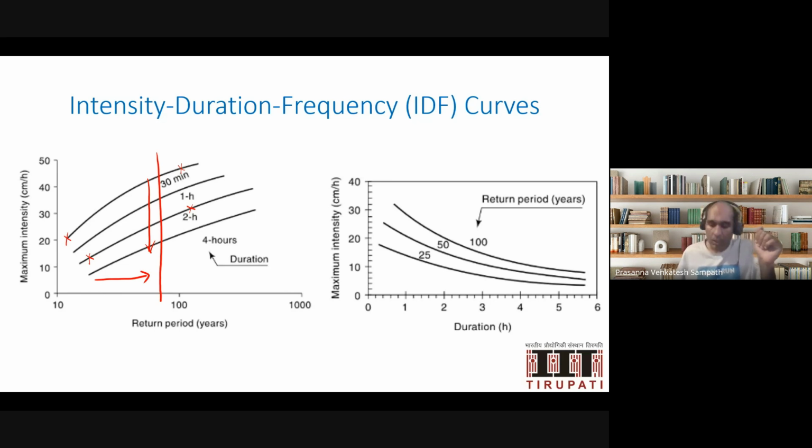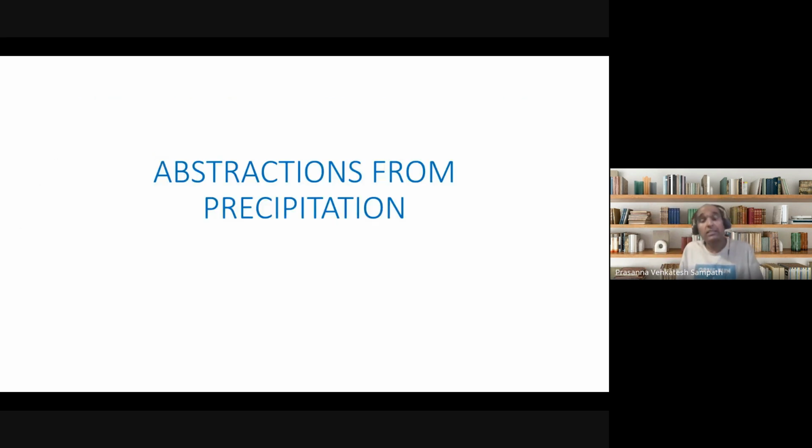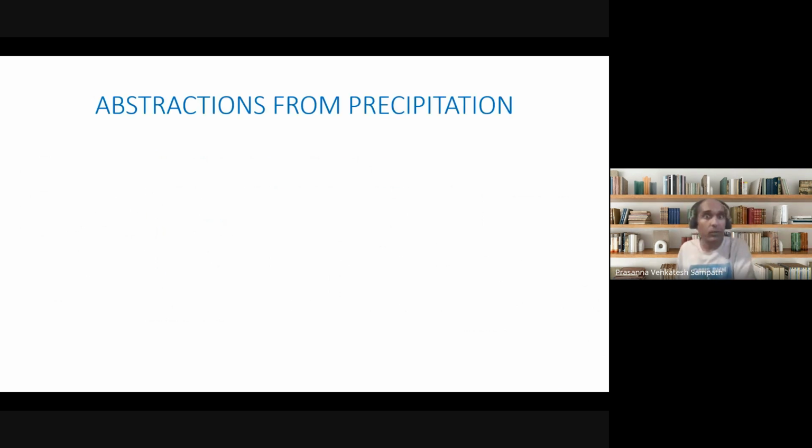Okay. All right. So we're done with precipitation. We are now going to move on to the next module, next chapter. Now that's called abstractions from precipitation. Okay. So now already we are using a fancy word, abstraction. We'll just try to understand what that means.